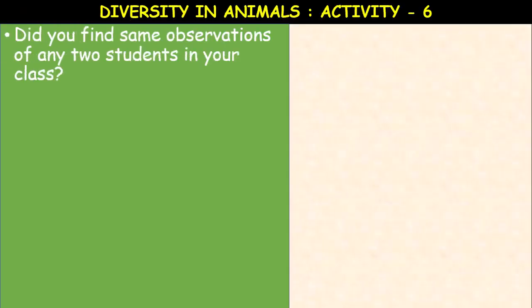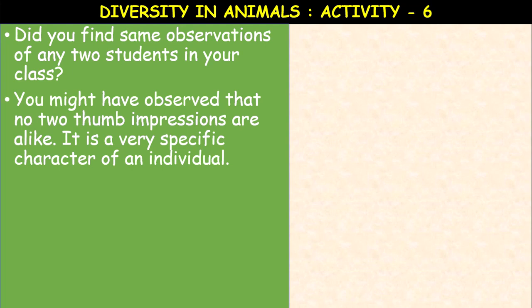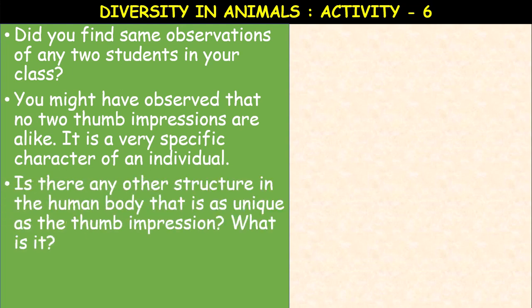Let us continue the activity. Did you find the same observations of any 2 students in your class? Not at all. You might have observed that no 2 thumb impressions are alike. It is a very, very specific character of an individual. Thumb impression, fingerprints. Is there any other structure in the human body that is as unique as the thumb impression? What is it?